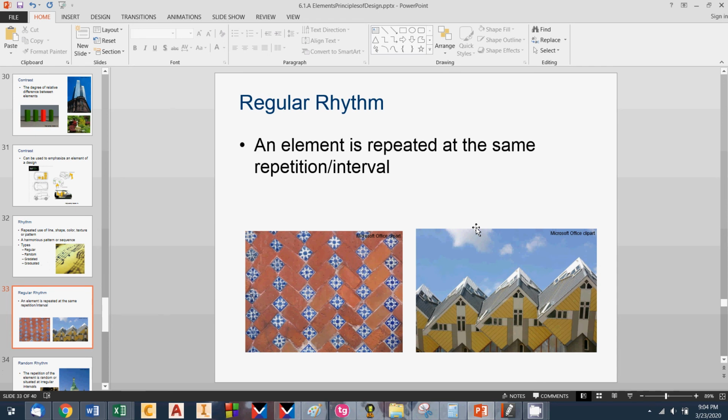The most obvious type of rhythm is what's called regular rhythm. This is the most repetitive type. So, for example, tiles or brickwork or these condominiums in Sweden, they all have the same shapes, the same lines, same colors, over and over again, almost like they're made with a stamp.